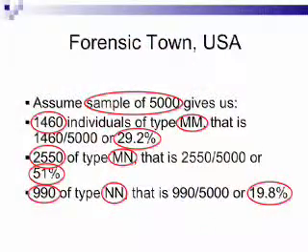We can take a sample of the population and count the number of people with each genotype. For example, a sample of 5,000 from Forensic Town, USA has 1,460 individuals of type MM, which is 29.2% of the population, 2,550 individuals of type MN, which is 51% of the population, and 990 individuals of type NN, which is 19.8% of the population.